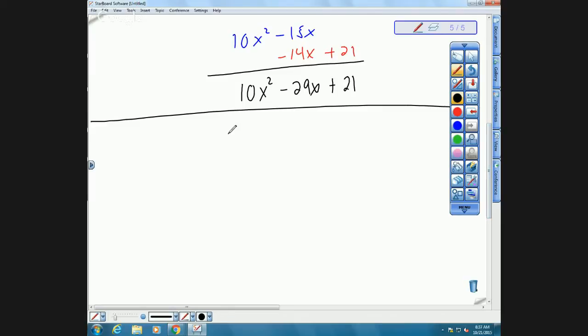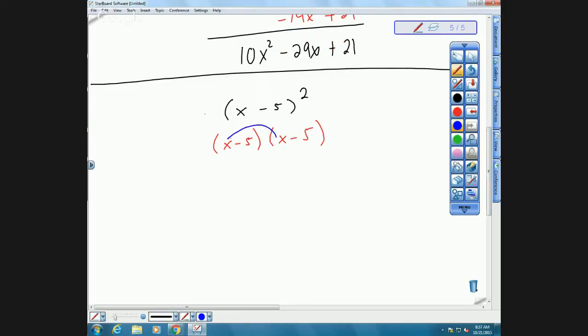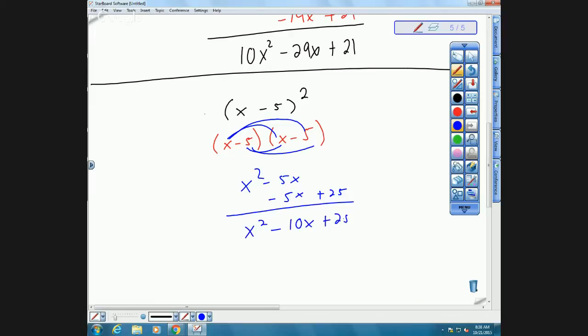Just to show you how these work, if I have x minus 5 squared. If I FOIL this, that's x minus 5 times x minus 5. Let's FOIL this and look at our answer for a second. You have x squared minus 5x, and then take the negative 5 times both of those. So negative 5x plus 25. So I get x squared minus 10x plus 25.